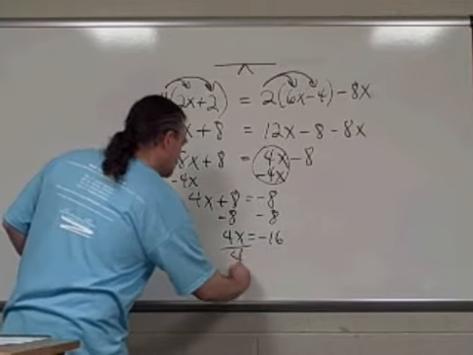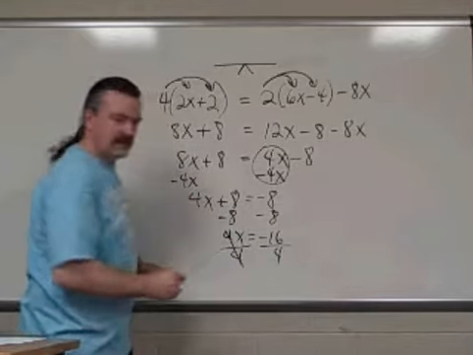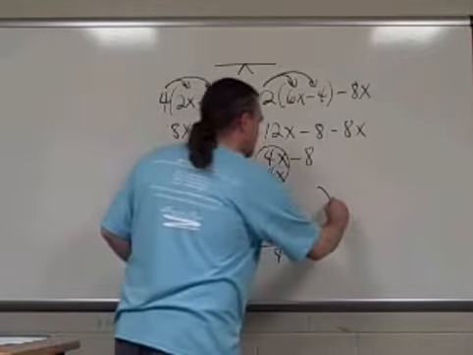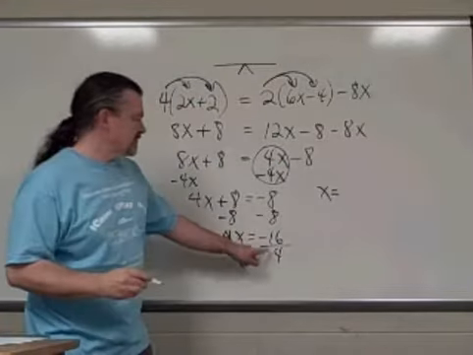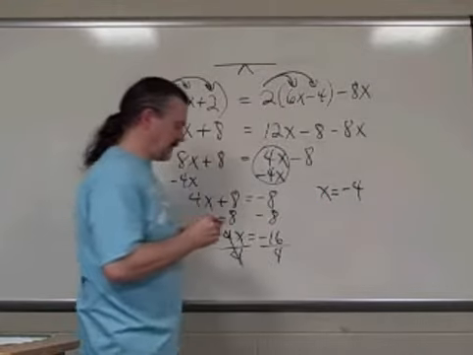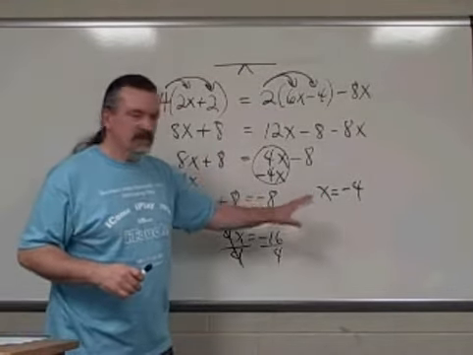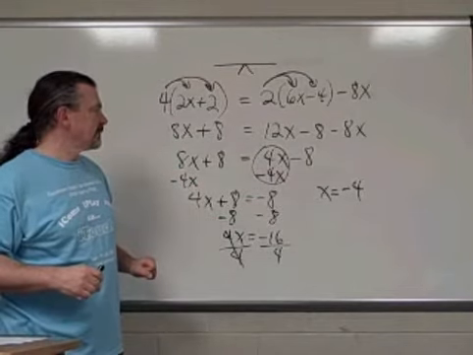Now to undo the multiplication, I'm going to divide. 4x divided by 4 gives me 1. 1 times x is x. Negative 16 divided by 4 is going to be negative 4. The solution then to this equation is that x would be negative 4.